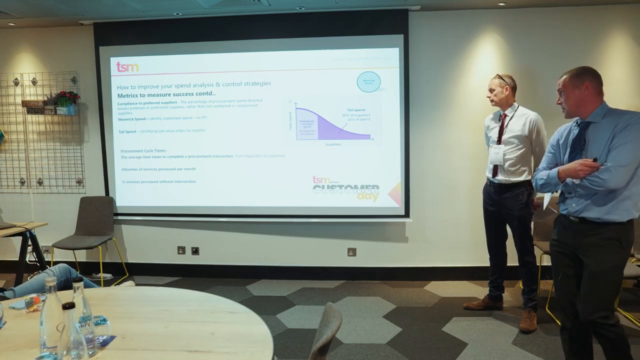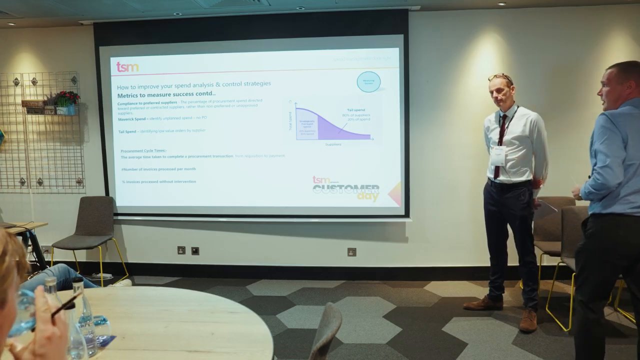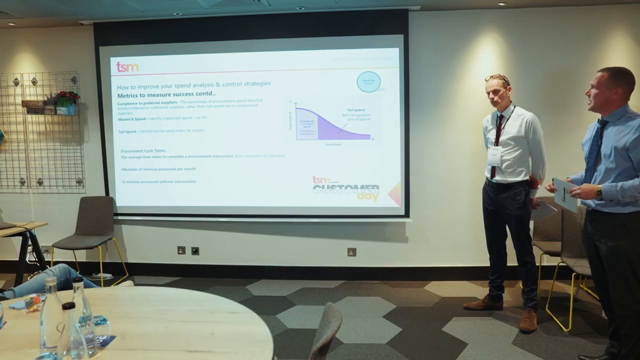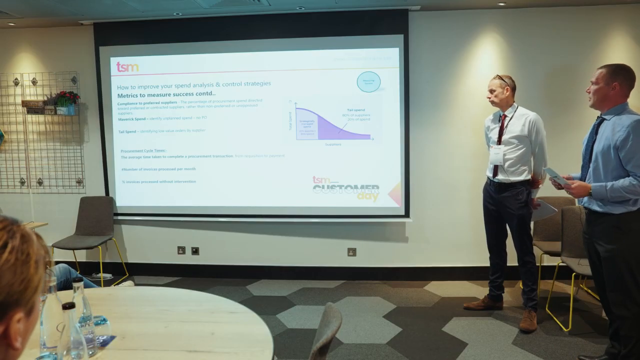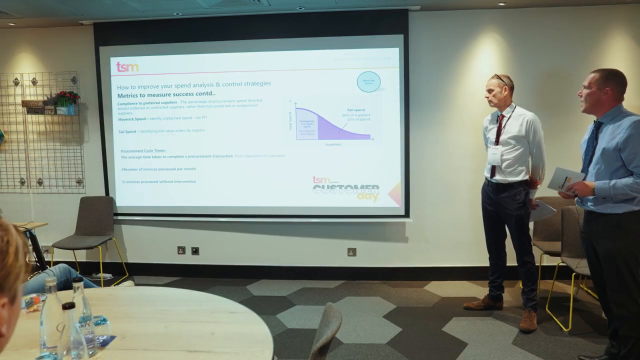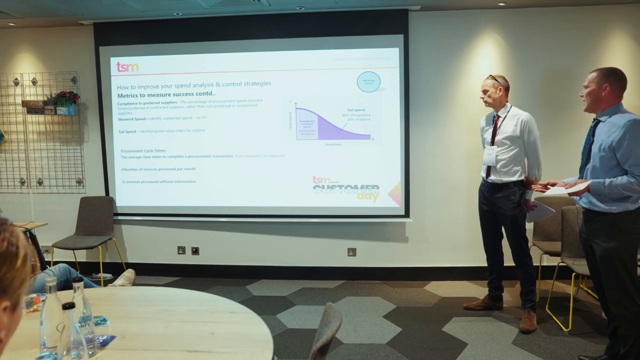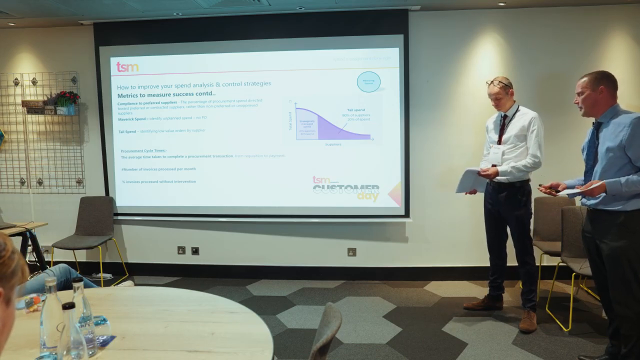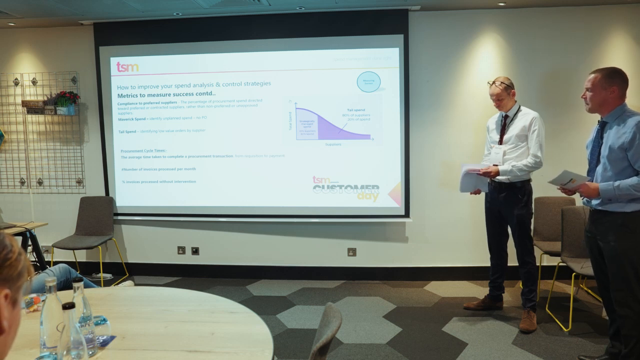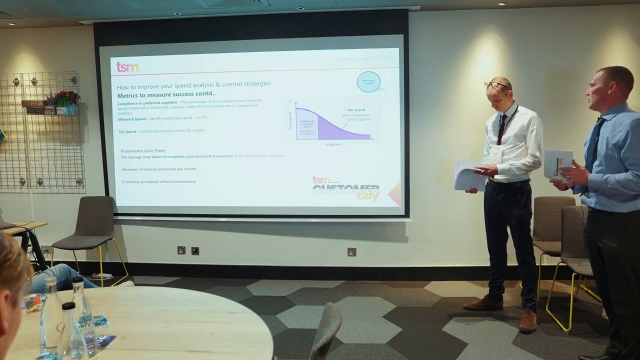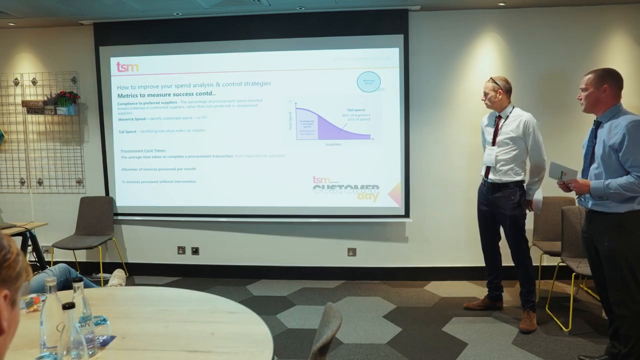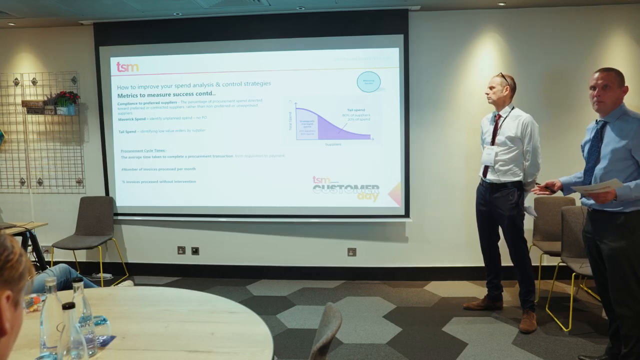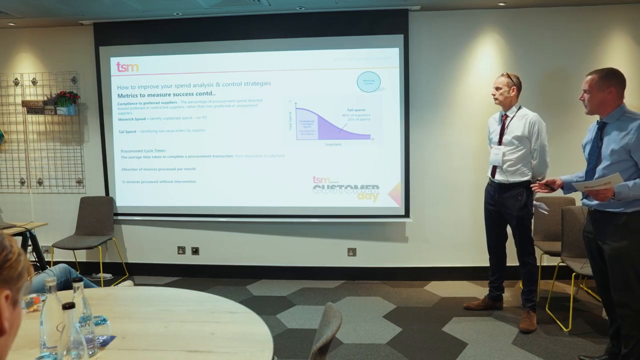So further metrics to measure success, compliance to preferred suppliers. So we're looking at spend that's with our preferred suppliers as opposed to spend outside of that. Linked into that, of course, is identifying maverick spend as unplanned, unauthorised spend or spend with non-compliant suppliers. It also gives us an opportunity to gain visibility on our tail spend as well. These are low-value orders, but there's often multiple suppliers involved.